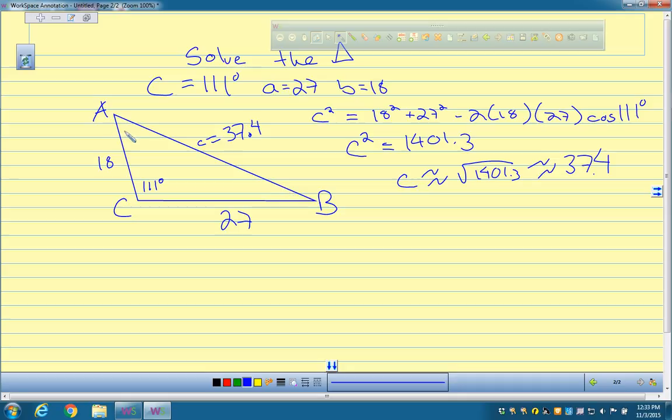Then could I use law of sines to find angle A and B? Yeah, then I could use law of sines because I know this is obtuse, and then I could use law of sines to finish it up. Okay? Need a minute to write that down, or are we ready to move on to the next problem?